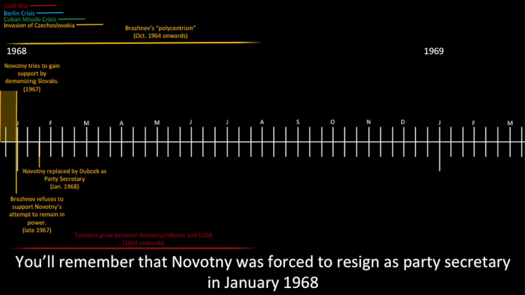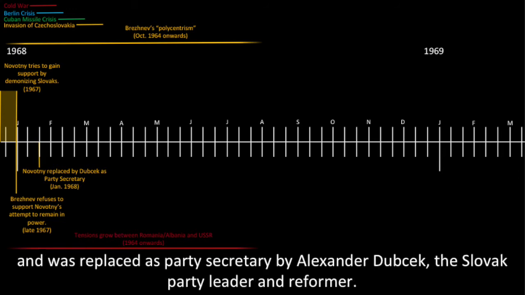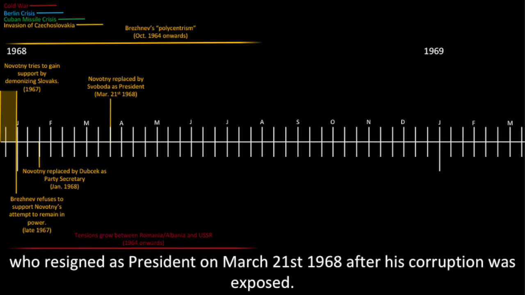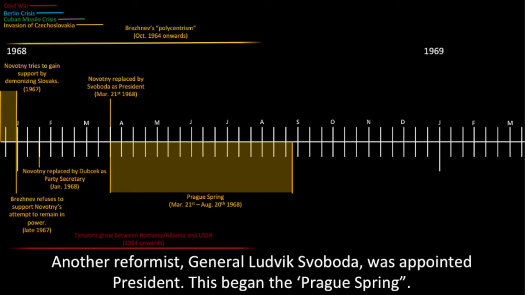You'll remember that Novotny was forced to resign as party secretary in January 1968 and was replaced as party secretary by Alexander Dubček, the Slovak party leader and reformer. A freer press under Dubček began to criticize President Novotny, who resigned as president on March 21, 1968, after his corruption was exposed. Another reformist, General Ludvík Svoboda, was appointed president. This began the Prague Spring.